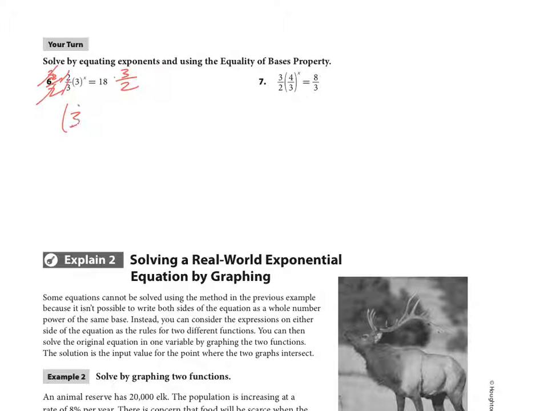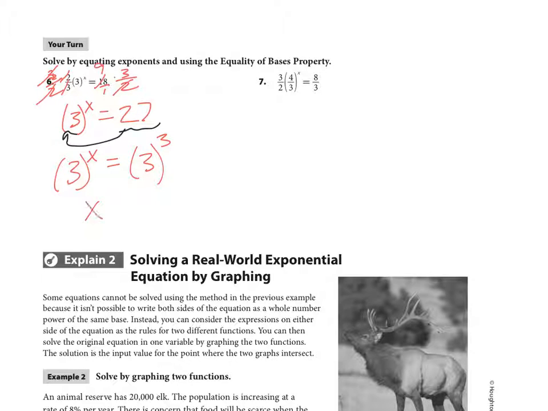So I've got 3 to the x equals, and I can rewrite that as 18 over 1. 2 goes into 18, 9. 9 times 3 is 27. Now, what I need to do is rewrite the number 27 as a power of base 3. So if I'm using base 3, how do I get 27? That's 3 to the what power? Third. We just did that. 3 to the third. So what is x here? 3. X is 3.